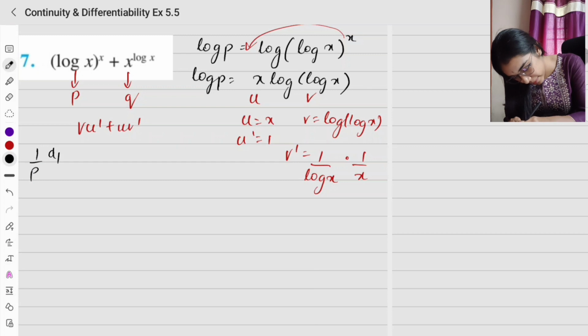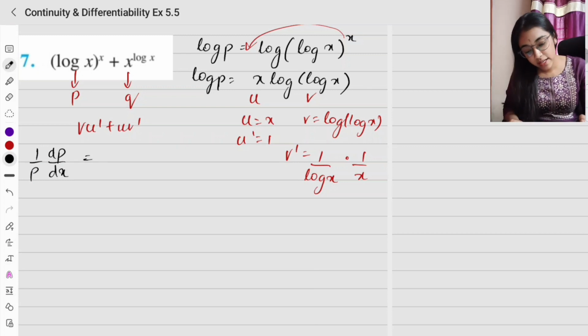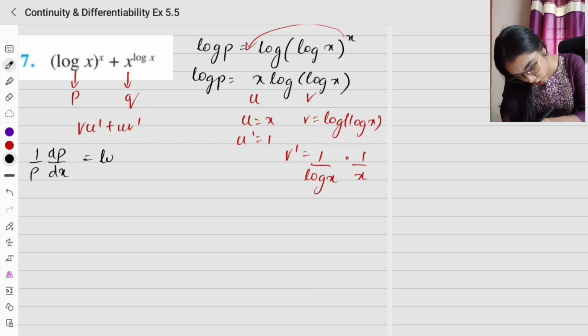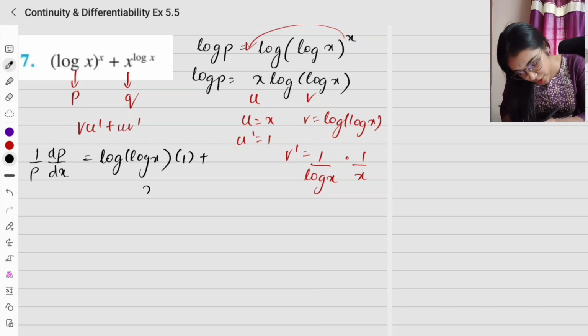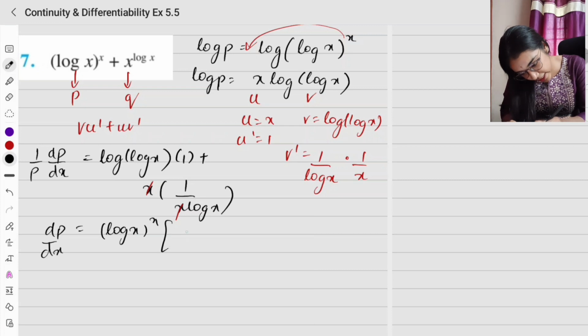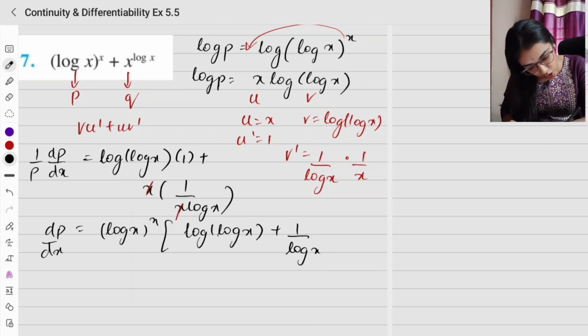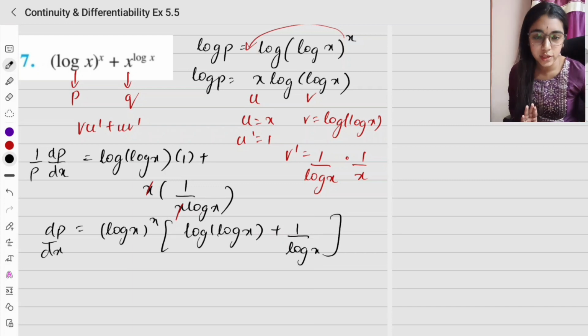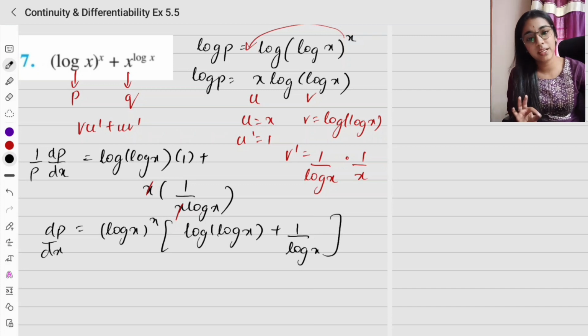Log p, or derivative 1 by p dp by dx, equals v u dash, where v is log of log x, times u dash, which is 1, plus u v dash, which is x into 1 by x log x. So the x and the x will get cancelled. So my final dp by dx is going to be p times, which is log x to the power x, times log of log x plus 1 divided by log x. Okay, very simple. By using logarithmic functions, it is very simple to find the derivative. It is not very difficult. So do it correctly without mistakes.